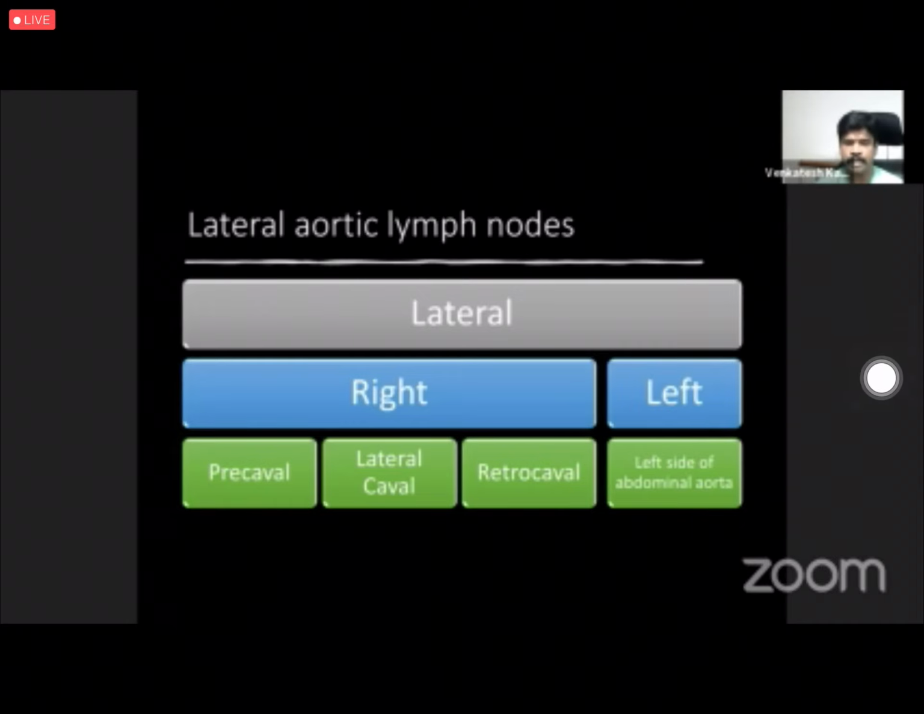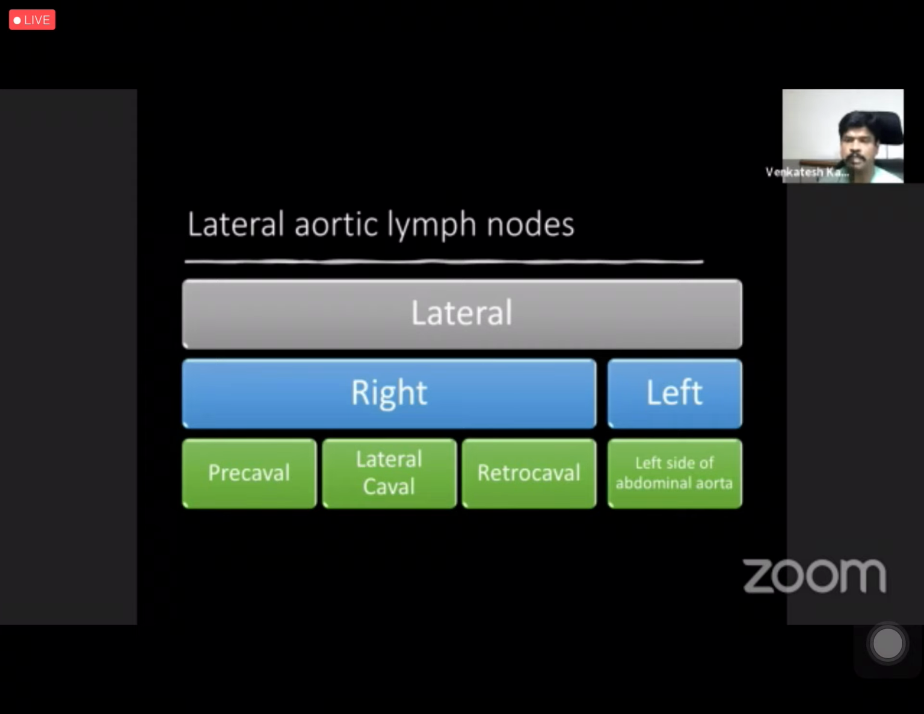Group of lymph nodes based on the location in relationship to the cava. They are further classified into pre-caval, lateral caval, and the retrocaval. The left side of the lymph nodes are just in the left paraortic region. That's normally what we call the paraortic lymph nodes. So this is left side of the abdominal aorta.